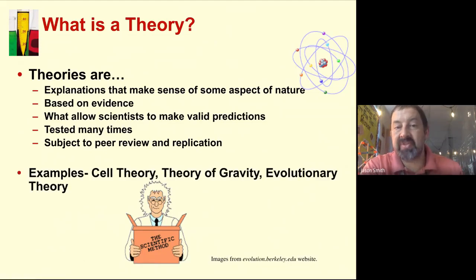Some examples are the cell theory, the theory of gravity, and evolutionary theory. Evolutionary theory is what we're getting ready to go into. Theory of gravity, the fact that we know that the earth holds us down. Cell theory, we talked about that, how cells divide and the process that makes that happen.